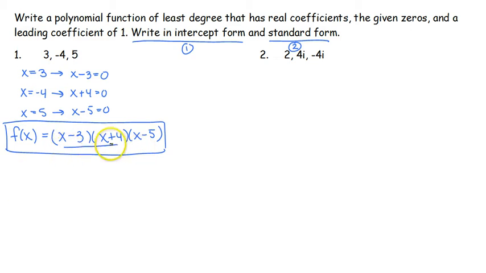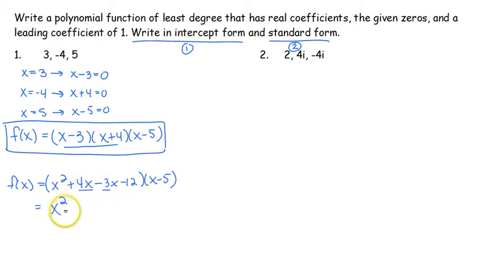So we start with the first two. x times x is x squared. x times 4 is 4x, minus 3x, minus 12. Don't forget about the x minus 5. We have not multiplied that yet. Combine your like terms. Now we've got a trinomial times a binomial.